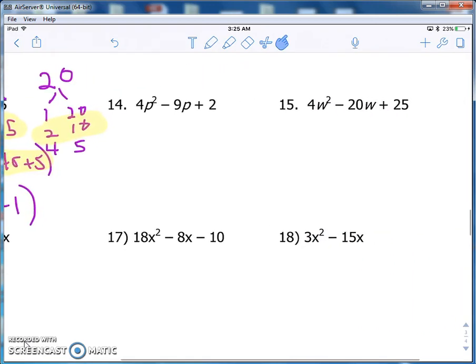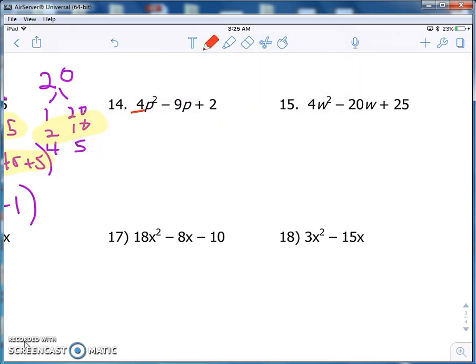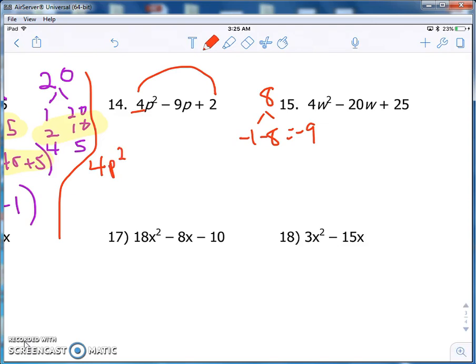All right, 14. So we notice that it's 4 in front, 4p squared. We're going to multiply and get our master product of 8. 1 and 8 is the first factor I choose, and in fact I can get negative 9 that way if I add a negative 1 and a negative 8. So, this is a little bit harder with the 2 negatives, but we're going to write 4p squared minus r minus 8r plus 2.